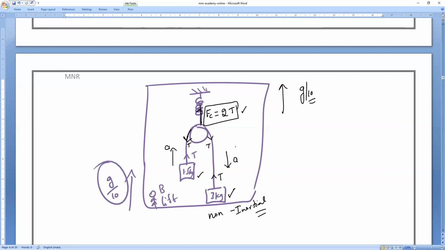And they are asking us the question now: find the reading of the spring balance. Finding the reading of the spring balance means what should we calculate actually? We have to calculate the tension. Am I right or wrong, all of you? Yes, sir. So find the reading of the spring balance.